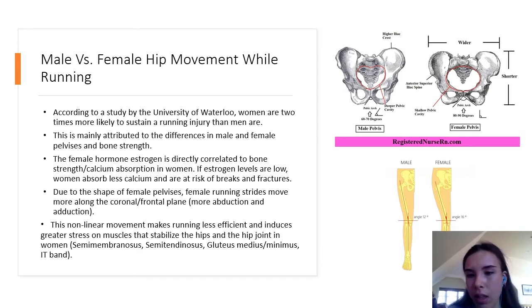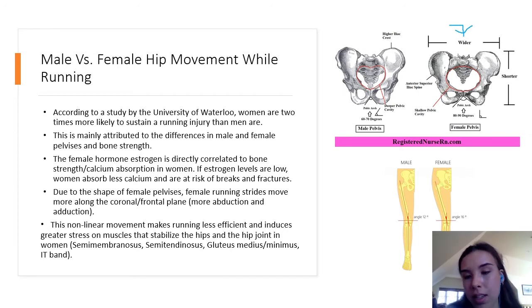But here's a lovely photo of a female pelvis right here, and then over there is a male pelvis. And as you can see, the female pelvises are much wider, they're much shorter. There's a shallower pelvic cavity, and our pubic arch is 80-90 degrees versus a male pubic arch is only 60 to 70 degrees, and this is to allow for childbirth.